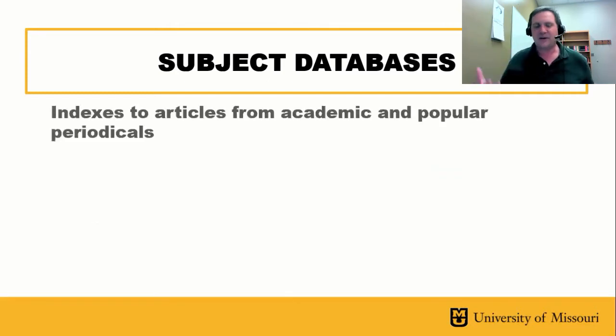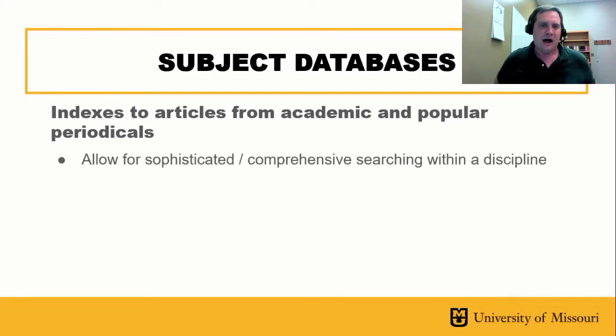So what are databases? Databases are just indexes to articles that are published in academic and popular periodicals, so academic journals and magazines and newspapers. And those databases, especially the ones that we subscribe to, typically focus on specific disciplines or subject areas. We do subscribe to some databases that are interdisciplinary or cross-disciplinary and include articles from journals coming from all different fields. But a lot of the databases we subscribe to are going to be very subject specific, and they're going to only include articles published in periodicals that are related to that subject.